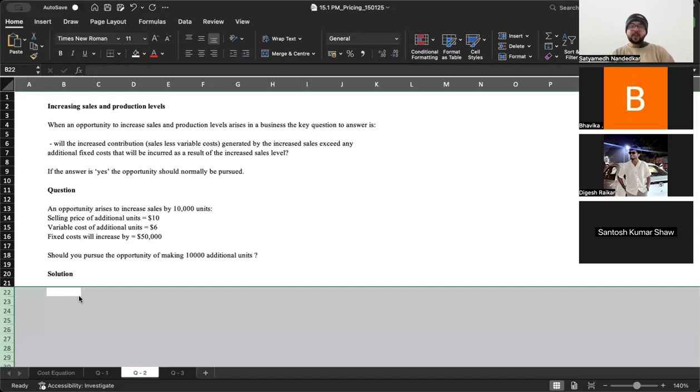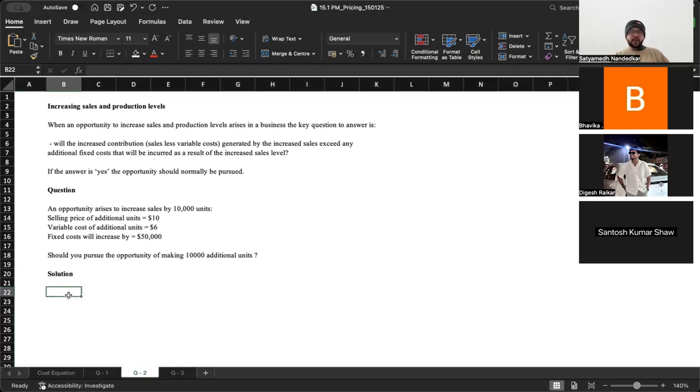When an opportunity to increase sales and production levels arises in a business, the key question to answer is, will the increased contribution, sales less variable cost generated by the increased sales, exceed any additional fixed cost that will be incurred as a result of the increased sales level? एक question देखो. An opportunity arises to increase sales by 10,000 units. Selling price of additional units is 10. Variable cost of additional units is 6 per unit. Fixed cost will increase by 50,000. Should you pursue the opportunity of making 10,000 additional units?